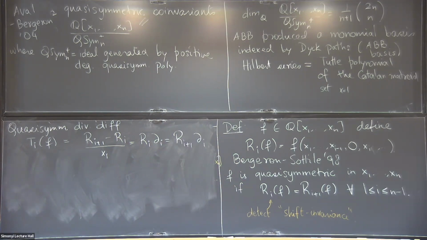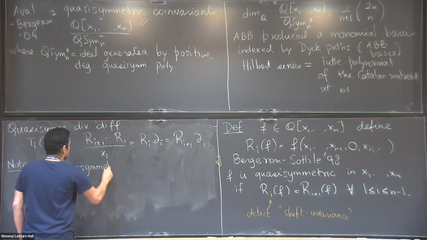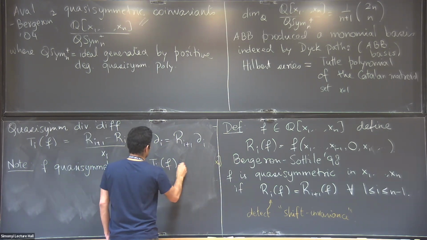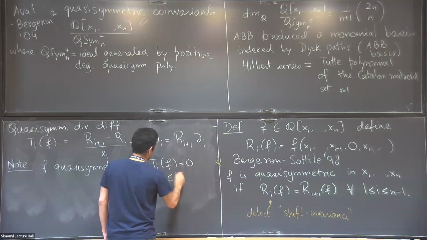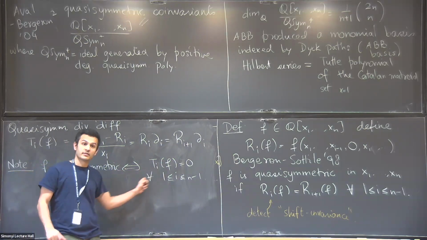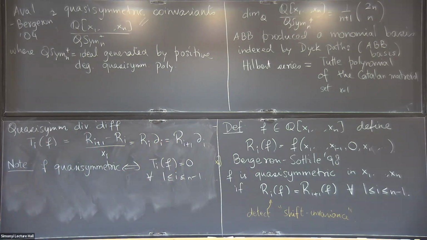Let me start small. Let's say that F is quasisymmetric, then T_i F is 0 for all i in the listing. No surprise. Symmetric polynomials are killed by divided differences. Quasisymmetric polynomials are killed by these operators. So that's step 0.